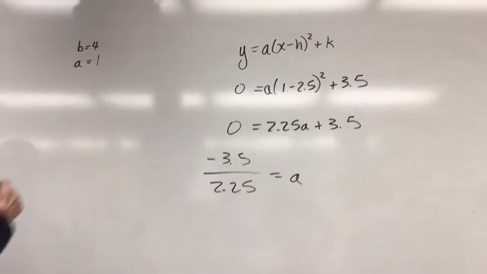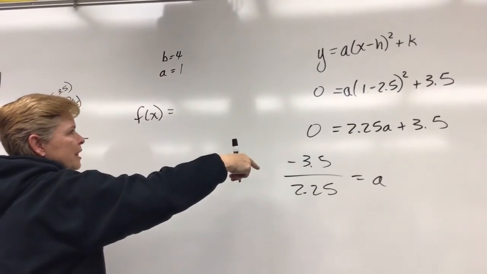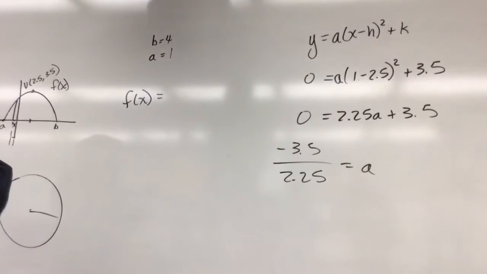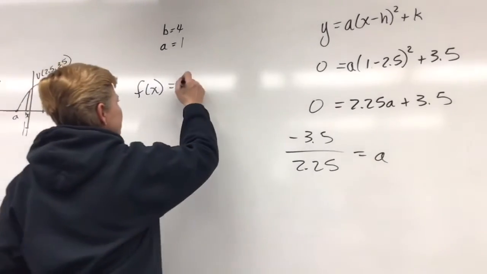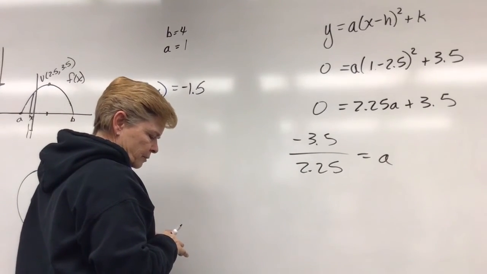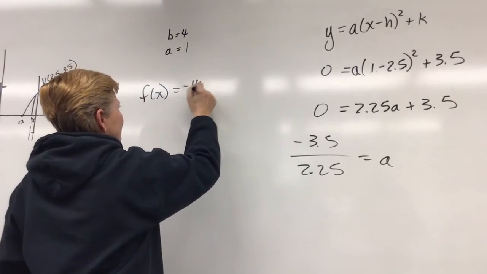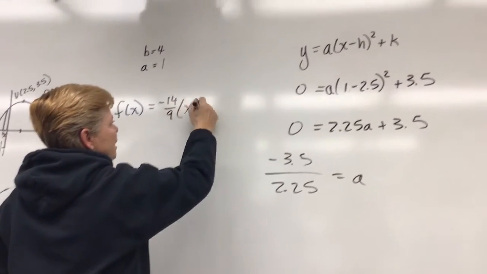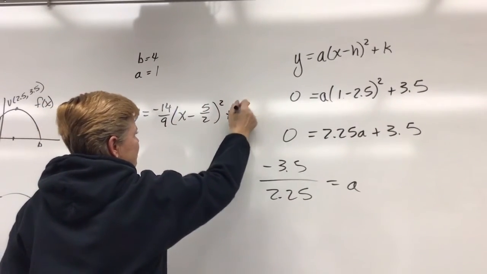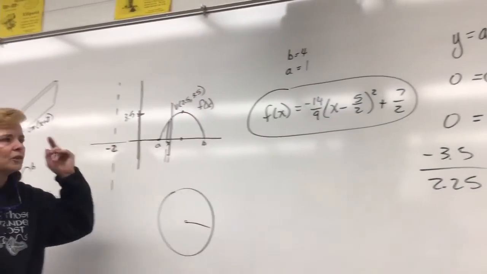So what we have for our function is f of x equals, does anybody have a decimal for that one right there? Negative 1.5 repeated. And what's the fraction? Negative 14 over 9? Yeah. Okay. Times (x minus 5/2) squared plus 7/2. That's the equation of this parabola that we need to spin.